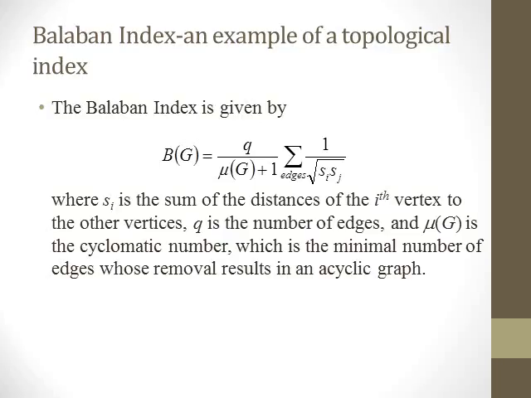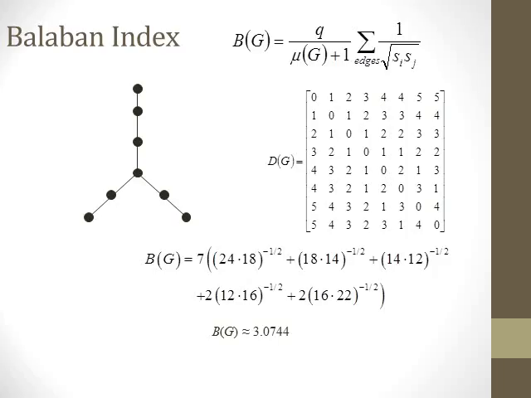The Balaban index is given by a formula, where Si is the sum of the distances of the vertex to the other vertices, q is the number of edges, and mu is the cyclomatic number, which is the minimal number of edges whose removal results in an acyclic graph. For example, we used this graph earlier when studying distances in graphs. This measure can be calculated by summing the rows of the distance matrix, similar to the Wiener index. This measure is one of the more widely used chemical topological indices.